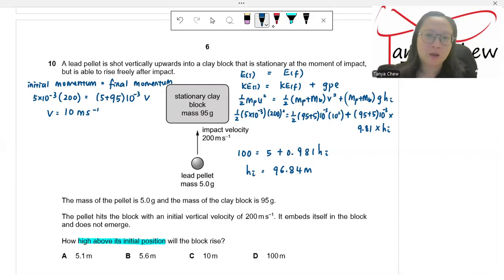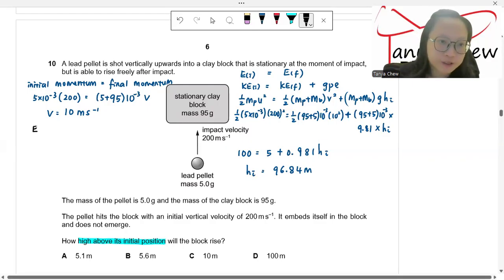After that, I'm going to use the same principle of conservation of energy to find the final height of the clay block. So I'm going to use initial energy is equal to final energy. So the initial energy is equal to the kinetic energy of the pallet, is equal to the final energy, which is the GPE of both the clay block and pallet.